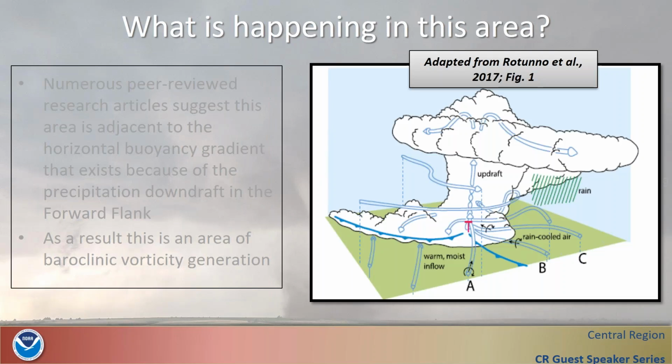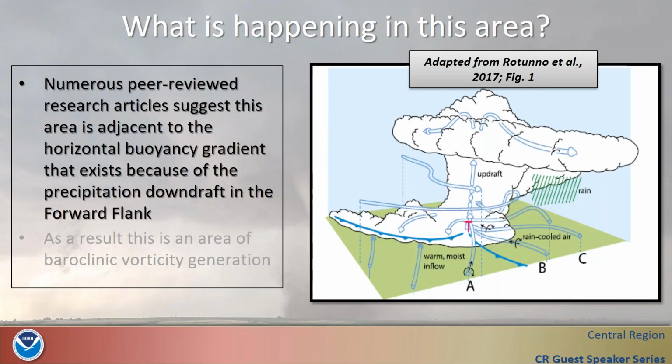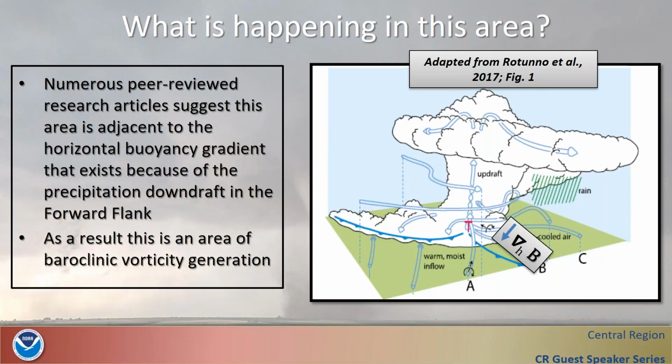So let's look a little further at what's happening in this area where the survey appears. As I mentioned earlier, there are numerous peer-reviewed research articles that suggest this area is adjacent to a horizontal buoyancy gradient that exists because of the precipitation downdraft that occurs in the forward flank. As a result, this is an area of baroclinic vorticity generation, as noted by the small signature there by the forward flank downdraft boundary.